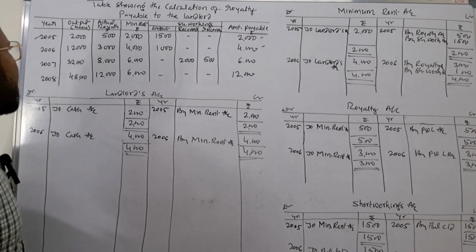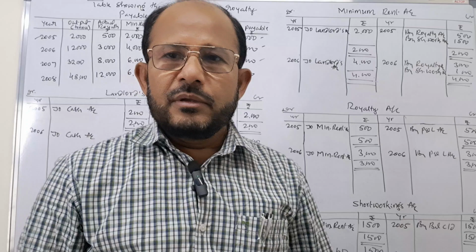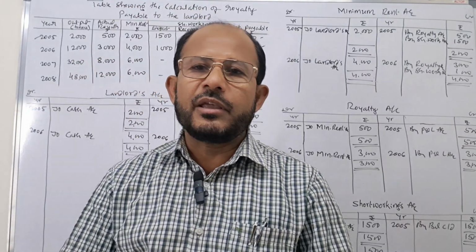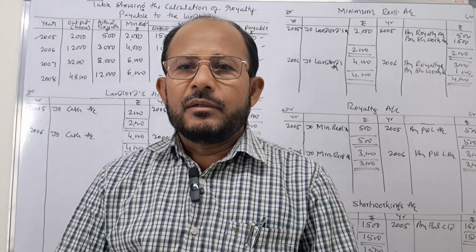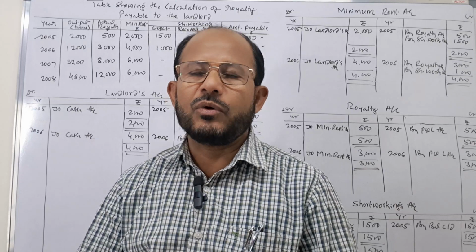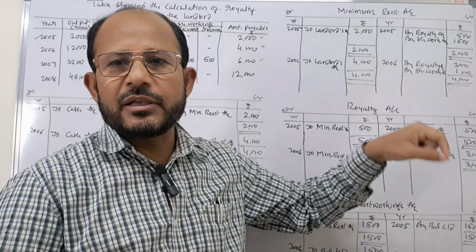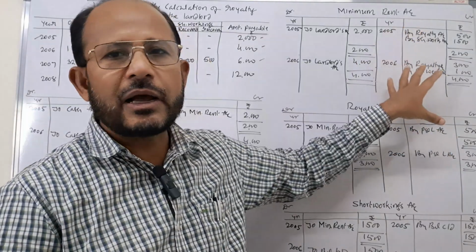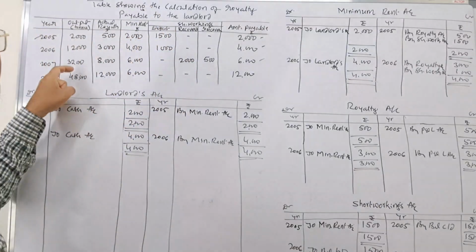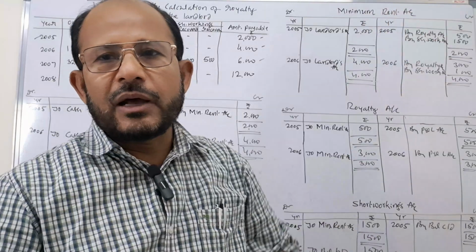Next, come to the third year. See, when we pass the journal entries, when there is no short working, the similar entries we have to take when minimum rent account is not opened. Here minimum rent account is opened only when short working is there. But here, in the third year, there is no short working. That is why the question of preparing minimum rent account doesn't arise.